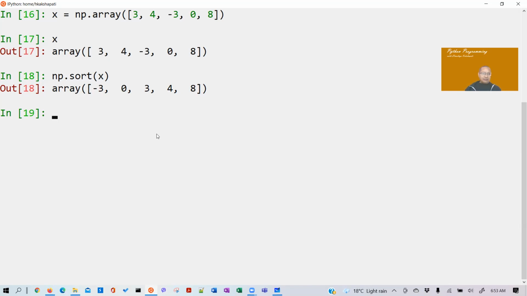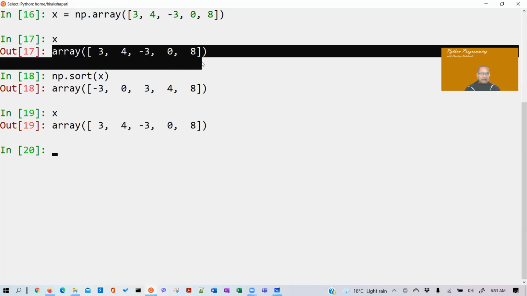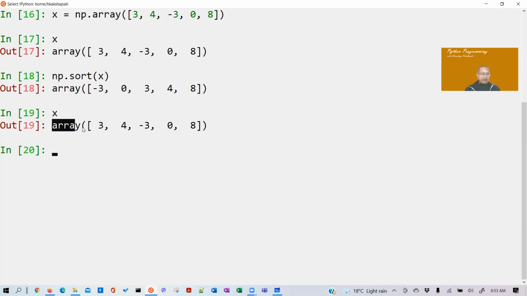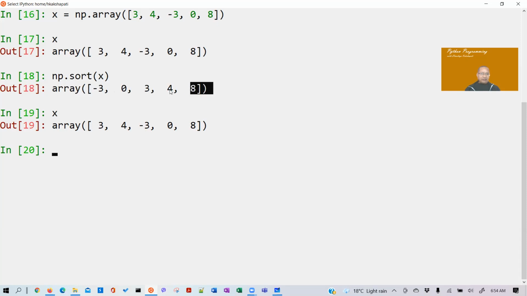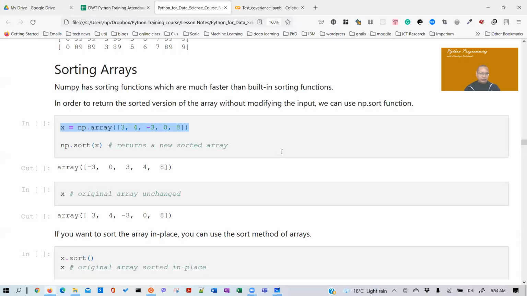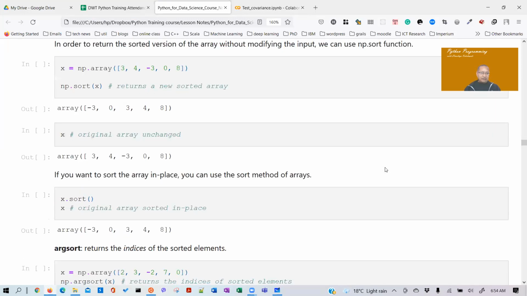Very simple. It doesn't change the original array. The original array is still intact. We got the same thing here. It hasn't modified the original array; it's giving us a new array. So we can do sorting like that.